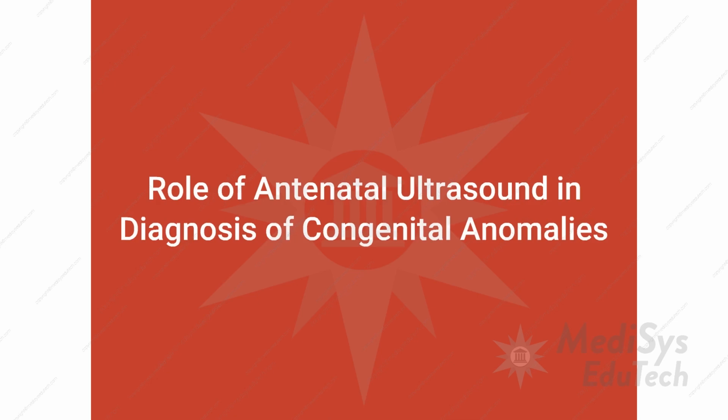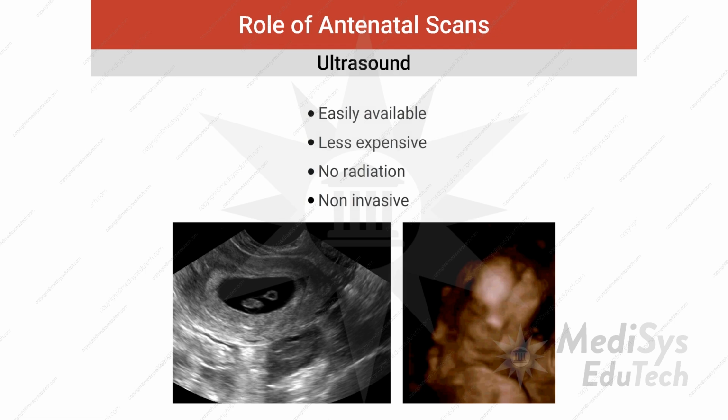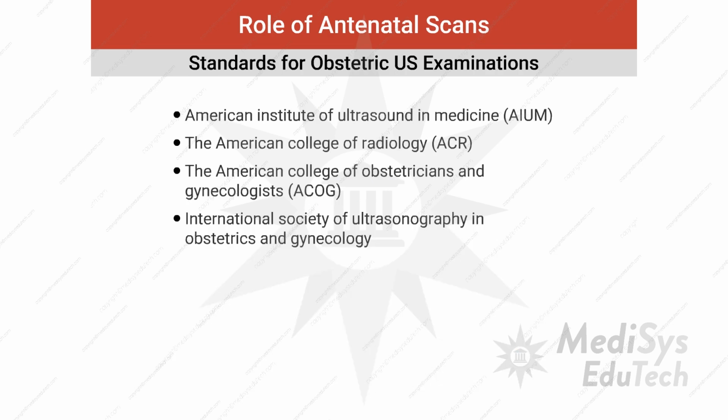The role of antenatal ultrasound in the diagnosis of congenital anomalies. So basically, ultrasound is the first line of investigation for diagnosing congenital or antenatal anomalies in the fetus. And why is this so? This is because it's easily available, it's less expensive, there is no risk of radiation to the fetus, and it is a non-invasive method. So there should be some standards when you do antenatal or obstetric ultrasound examinations.